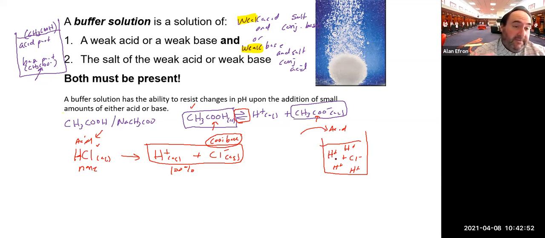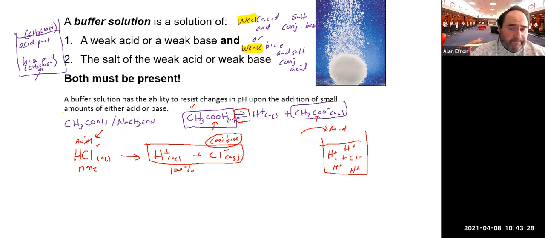Now, this shouldn't be confused with something that we will see down the road here, which is the idea that although you cannot have a buffer that is strictly made up of a strong acid or strong base, you could actually produce a buffer from a reaction of a strong acid or strong base. So you can actually make a buffer, but the buffer itself is not made up of the strong acid or strong base. What happens in that reaction, as we'll see later on in this chapter, is that when you react a strong acid, all the strong acid gets used up.